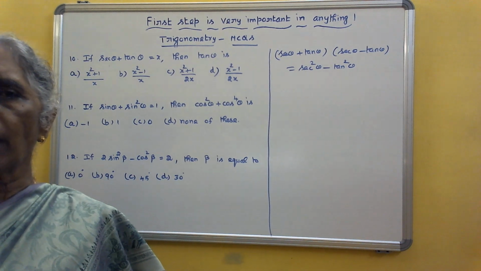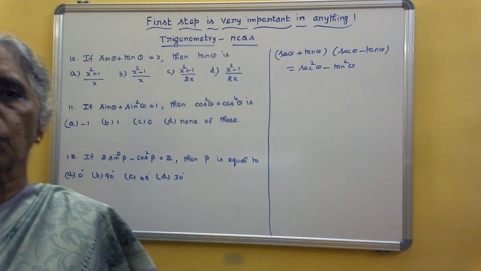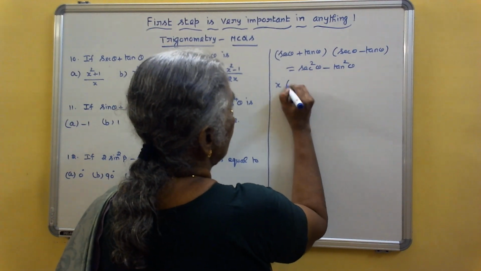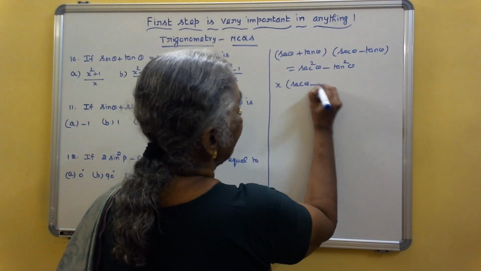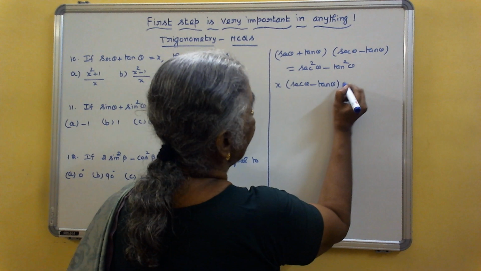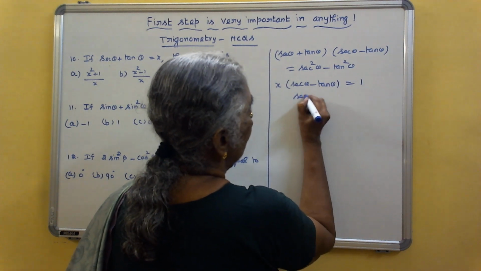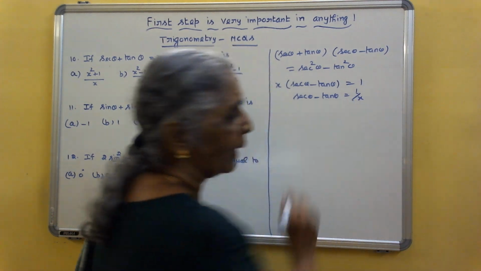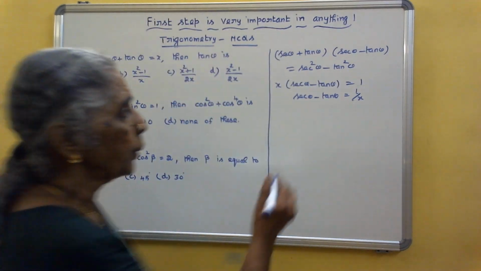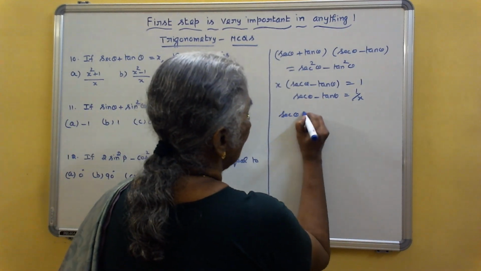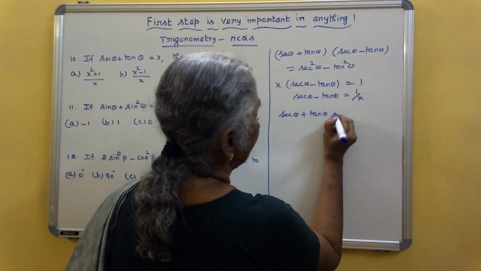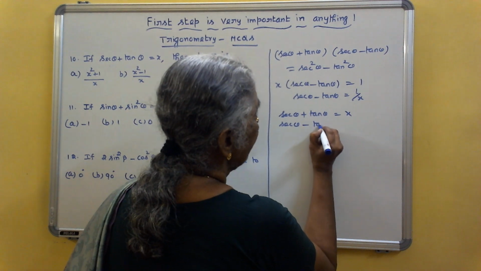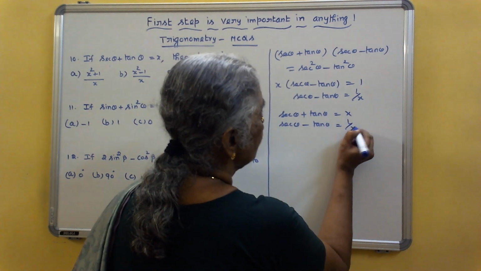(a plus b)(a minus b) is equal to a square minus b square. Now you know this is 1, you know that is x. So x into (secant theta minus tan theta) is equal to 1. So secant theta minus tan theta is equal to 1 by x, right? You know secant theta plus tan theta is equal to x. Now we have found out secant theta minus tan theta is 1 by x.